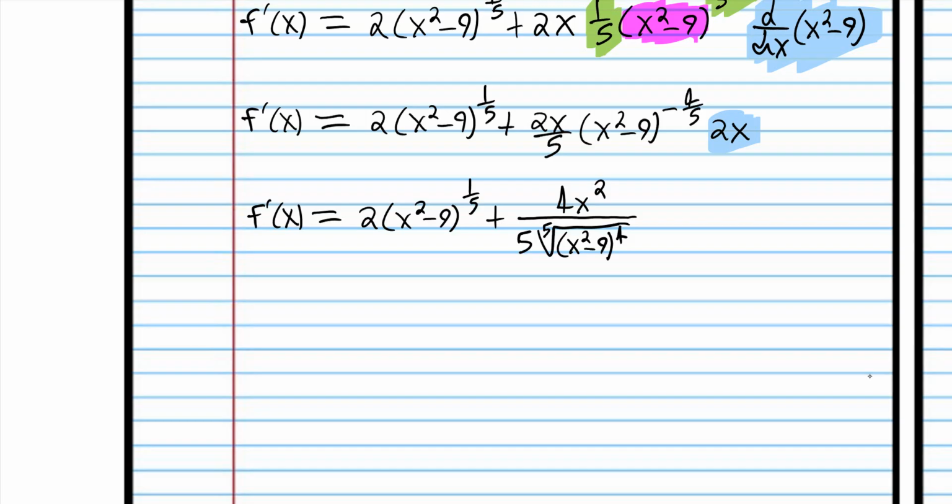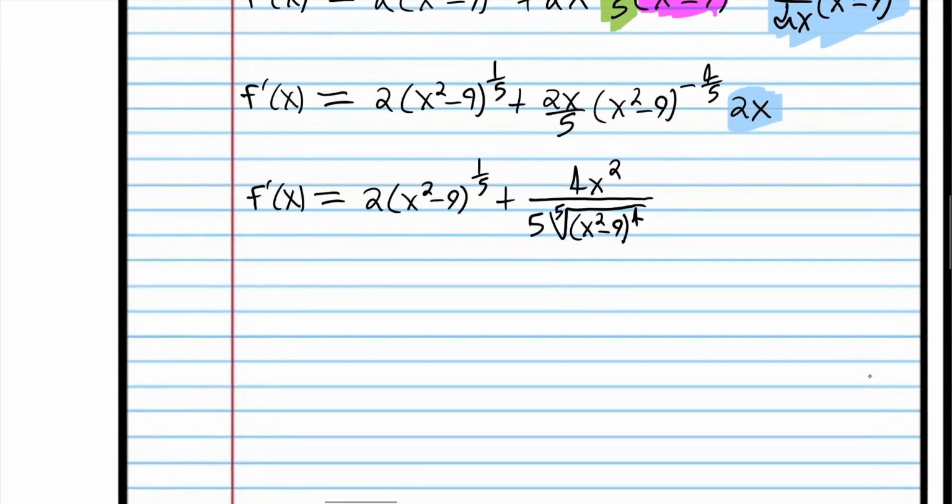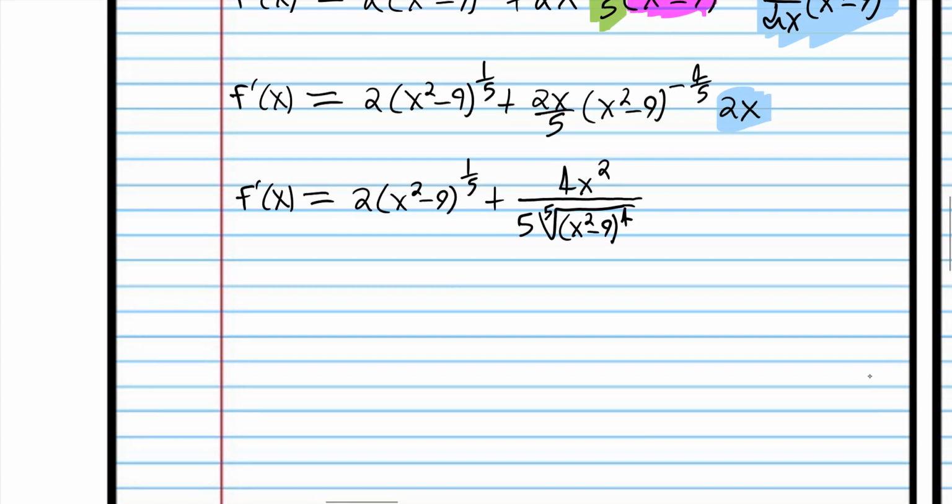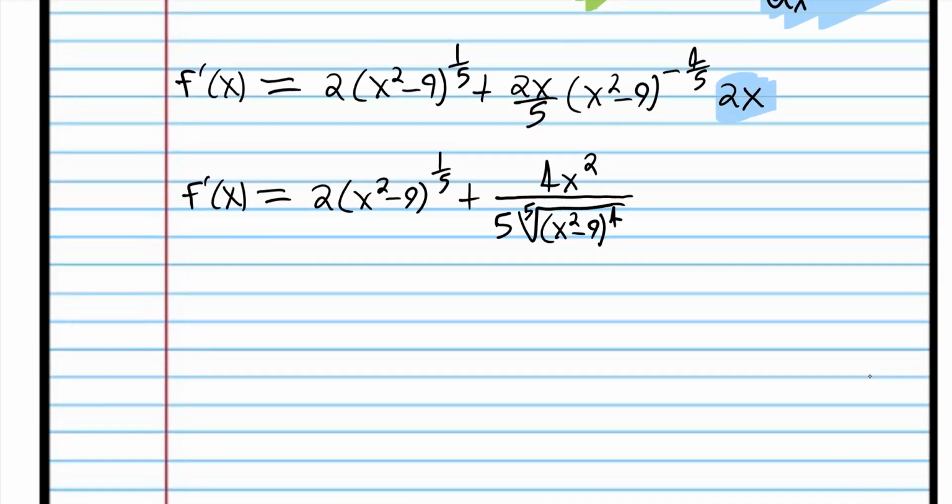So let's double check everything, make sure we did everything correctly. And everything looks right. And now that I think about it, it's probably best to write the x squared minus 9 as to the 4/5 power. We'll just keep it like that for now.